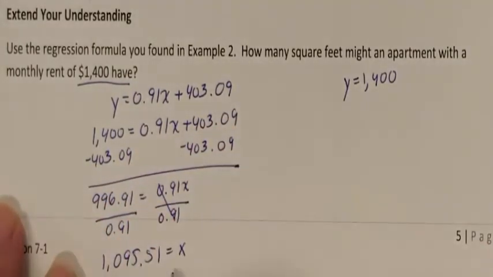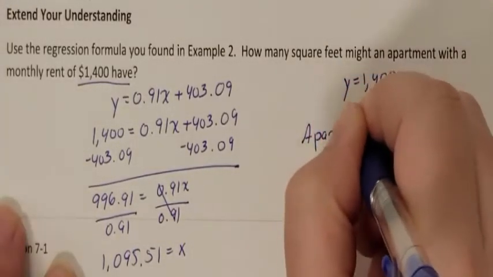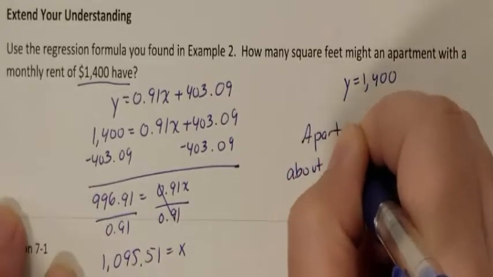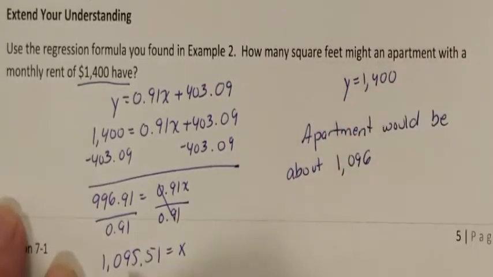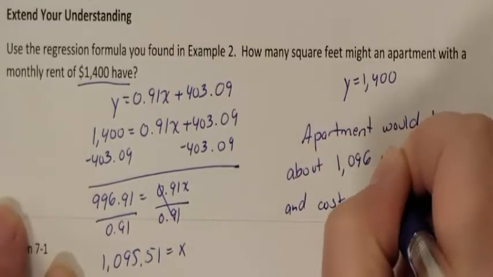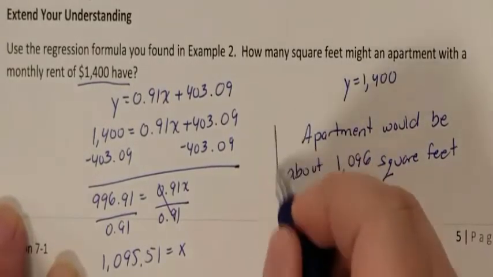So we found our x value, but what does this mean? This means that the apartment would be about 1,096, because we're going to round, square feet, and cost $1,400. So if that's how much they have, then this is how large of an apartment that they will be able to find.